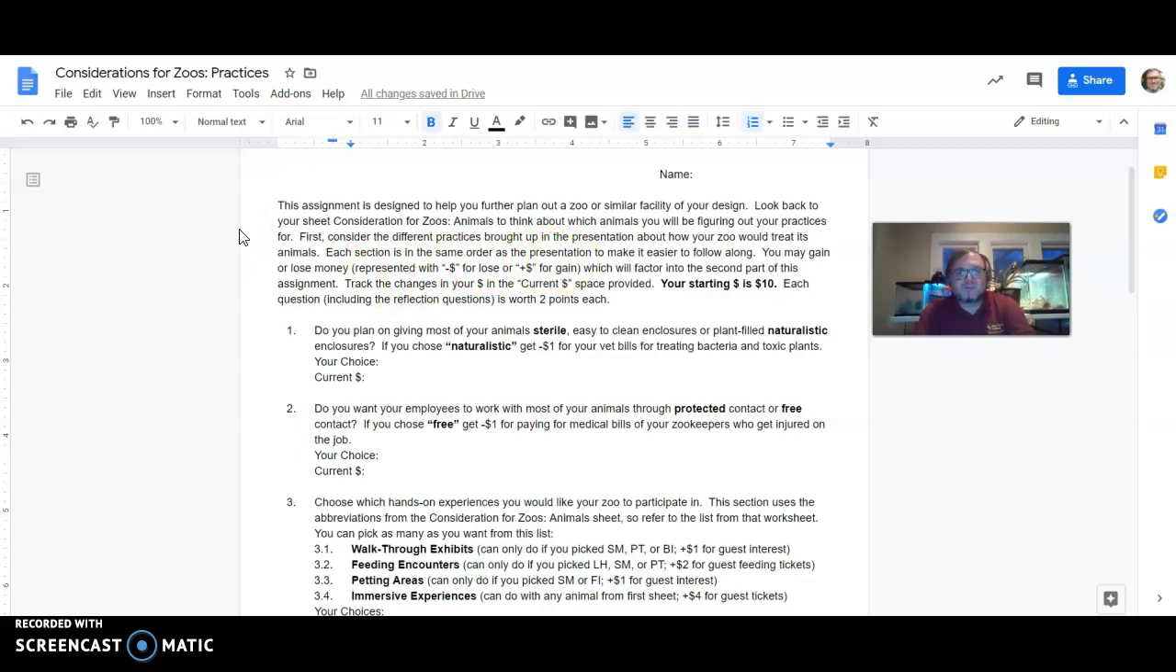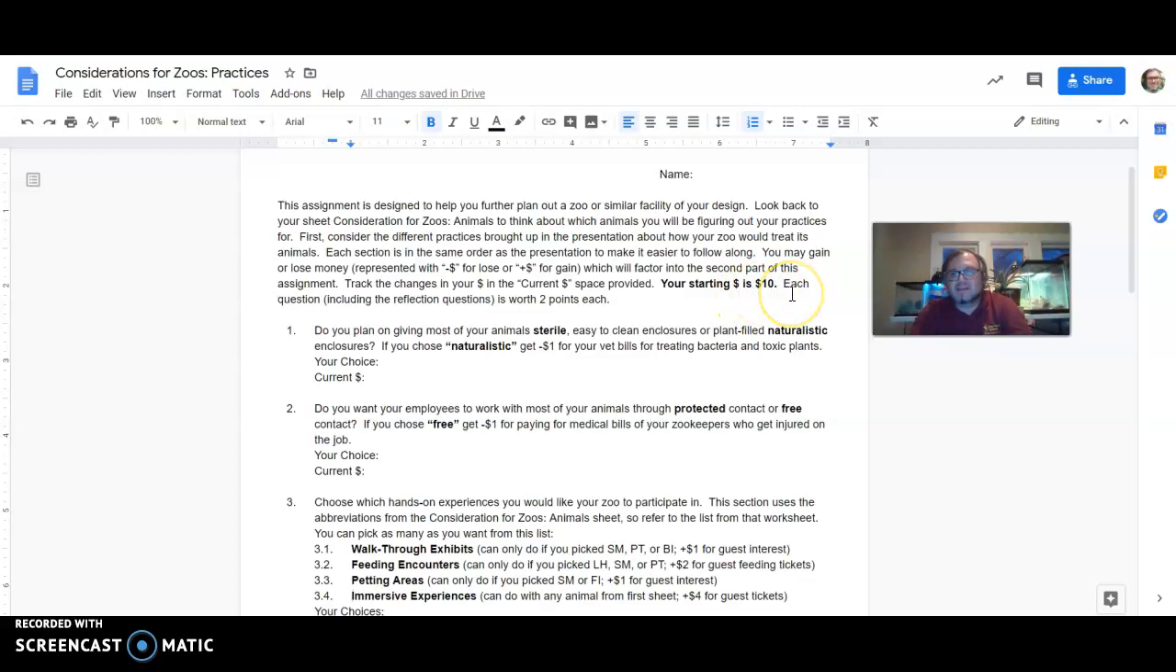You may gain or lose money, so that's going to be represented either with a negative dollar sign for lose or a positive dollar sign for gain, which will factor into the second part of this assignment. Track the changes in your money in the current money space provided. So under each question, there's a current money space. Your starting total is $10.